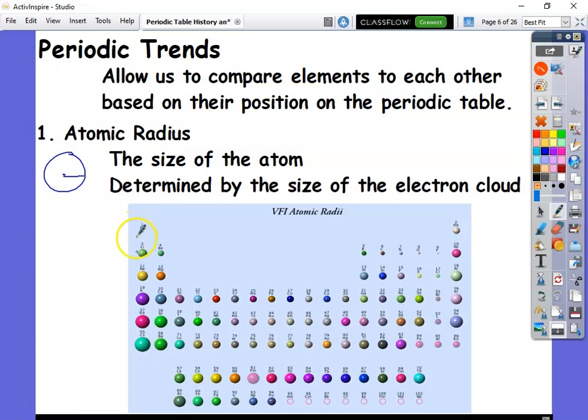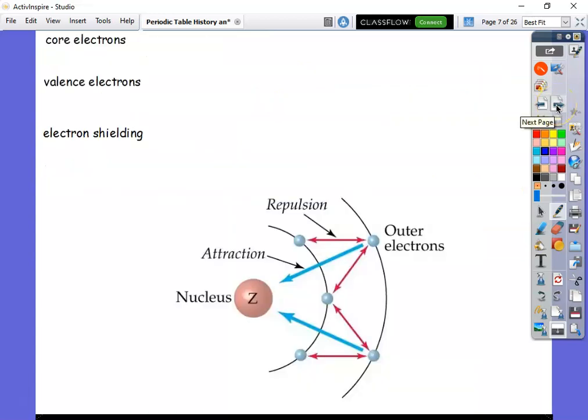So going down group 1, for example, the alkali metals, we have hydrogen all the way at the top. That's this little teeny tiny atom, and as we go down that group, the atoms get bigger. If we look at going left to right across period 4, we see that potassium has rather large atoms, and then as we proceed to the right, the atoms get smaller and smaller and smaller. We want to be able to explain why these things happen. In order to do that, we first have to go through a little bit of vocabulary.